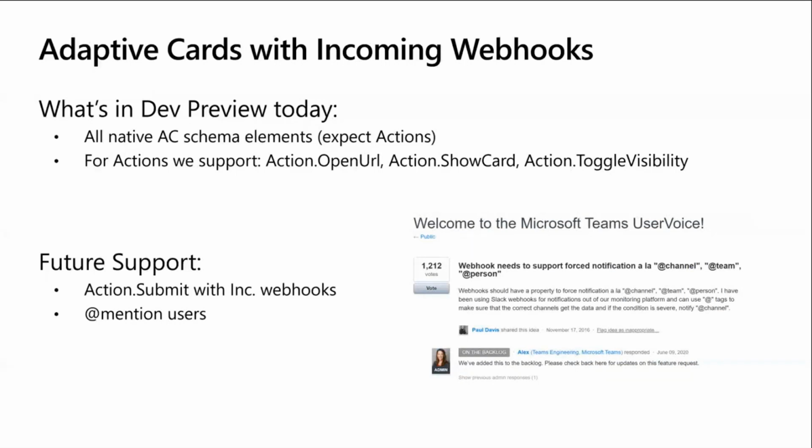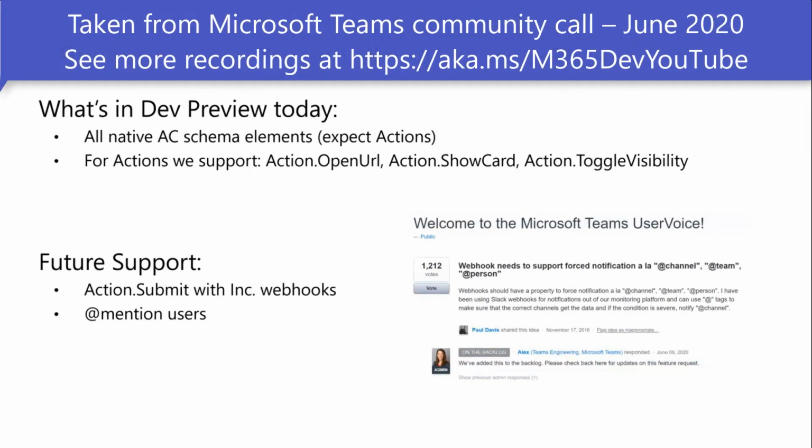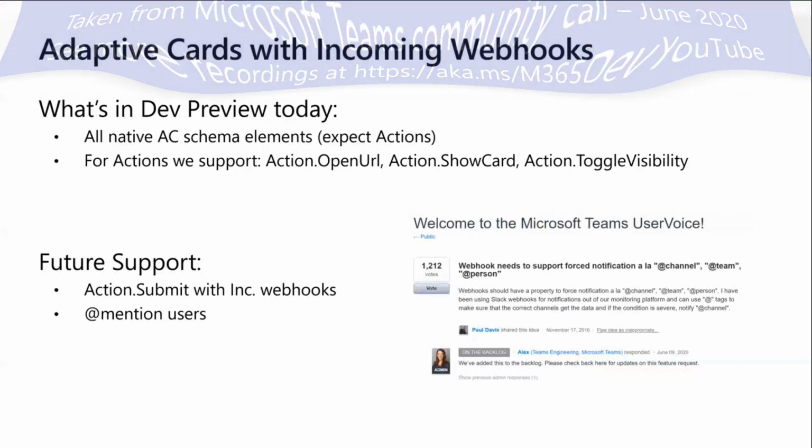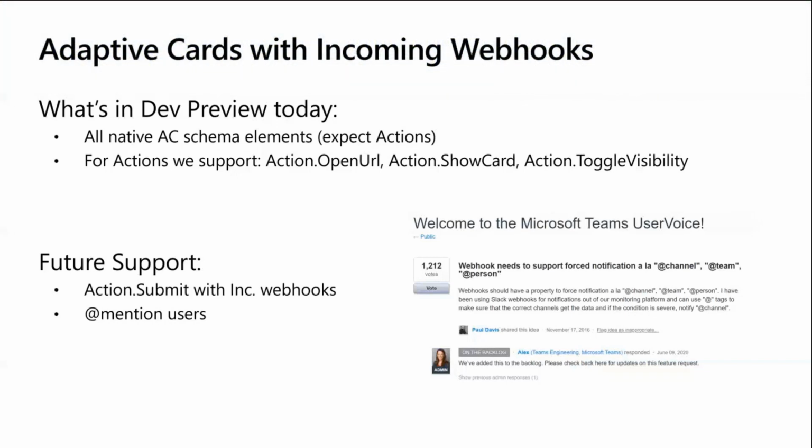But do let me know, because we're thinking of how we want to support both action.submit as well as the ability to mention users within incoming webhooks, and we really want to understand how you think of using an incoming webhook for Microsoft Teams development versus using a bot. And what's the gap and what's your thought process there?